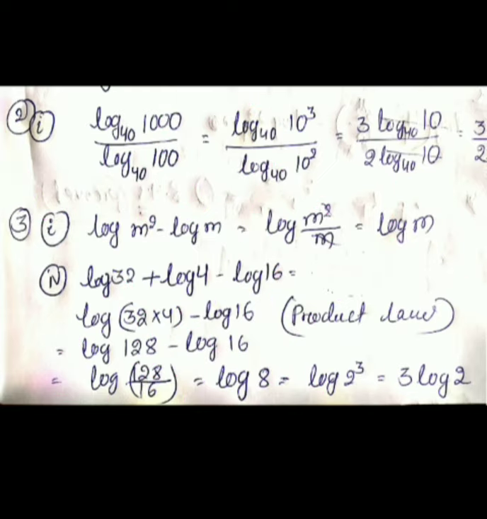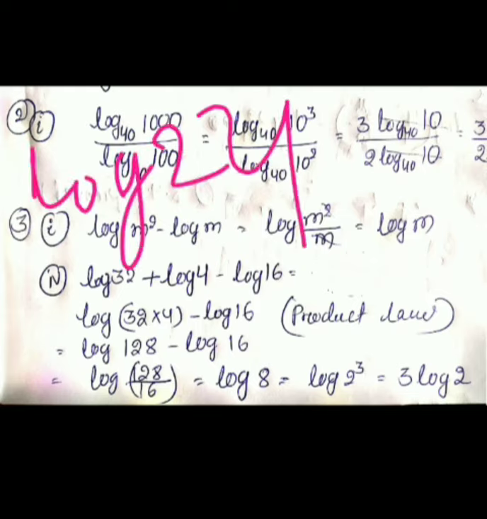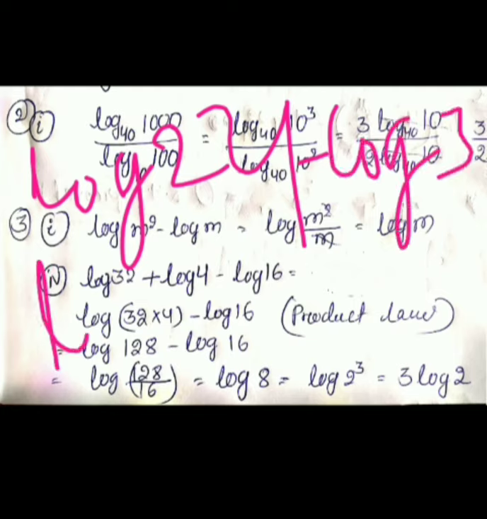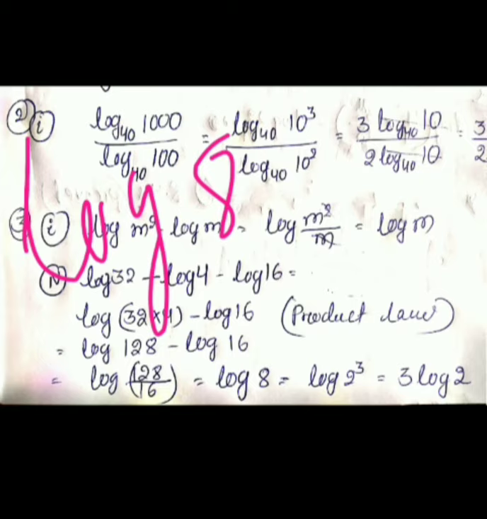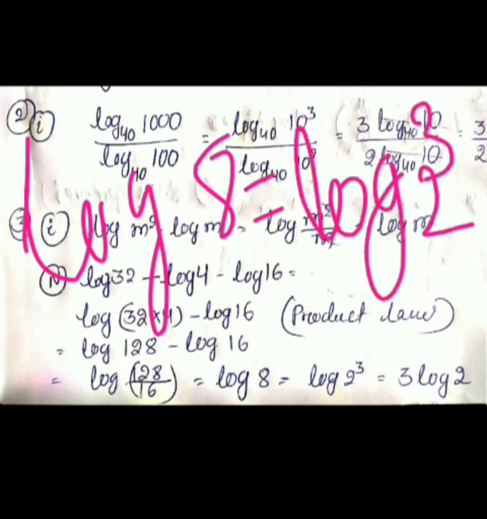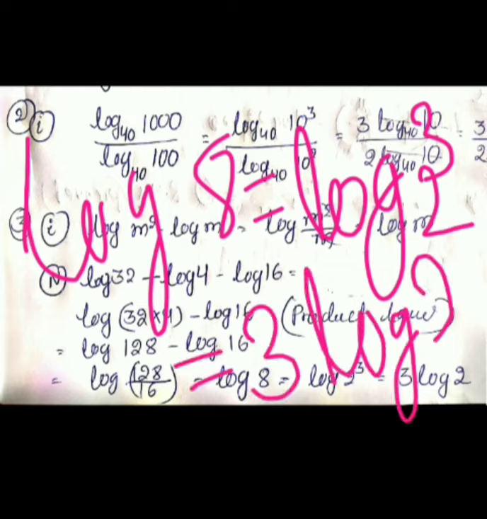Similarly, log 24 minus log 3. So you can write it, by the quotient law, as log of 24 by 3. So you will get log of 24 by 3, which means log of 8. That is equal to log of 2 cube. You can get 3 log 2.